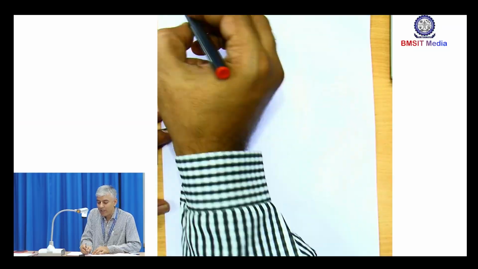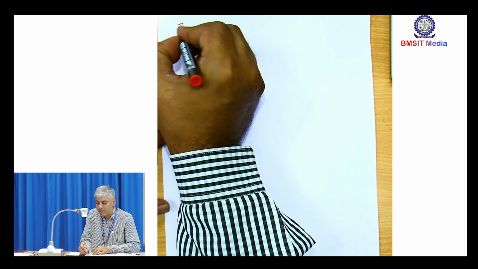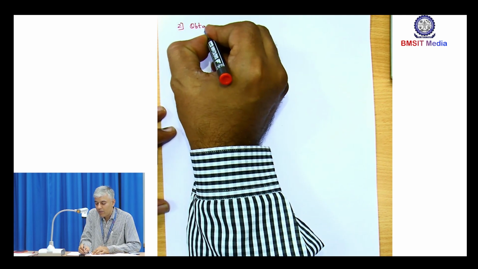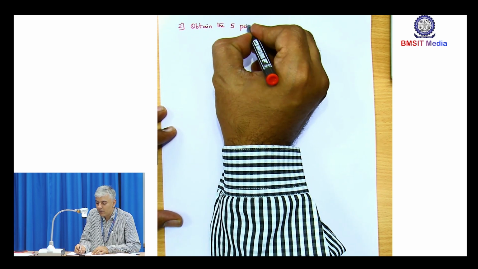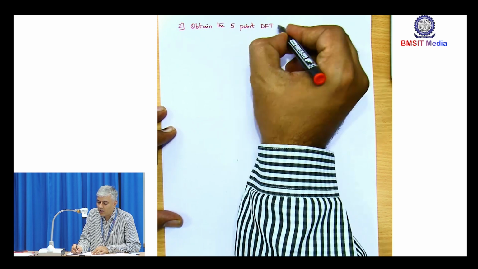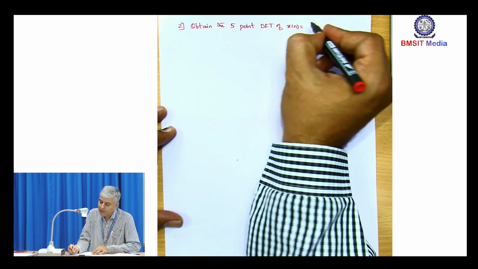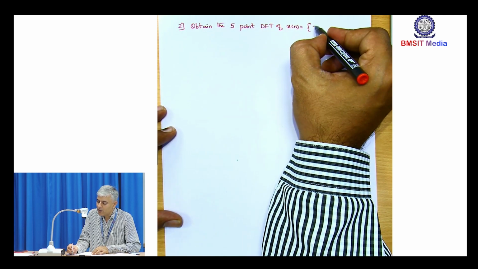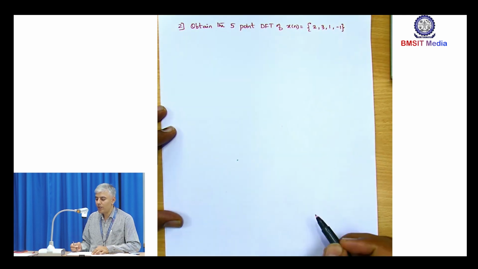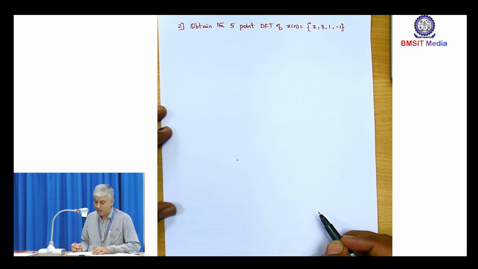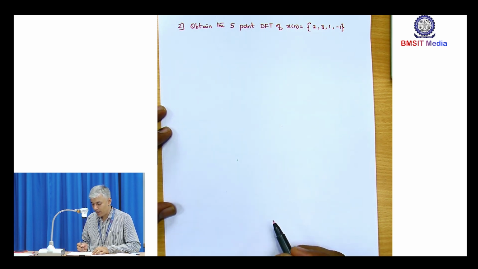Let us try to obtain the 5-point DFT of a signal. The question can be something like this: obtain the 5-point DFT of x of n. What is the signal? Say it is 2, 3, 1, minus 1. Some very important observations are to be made.